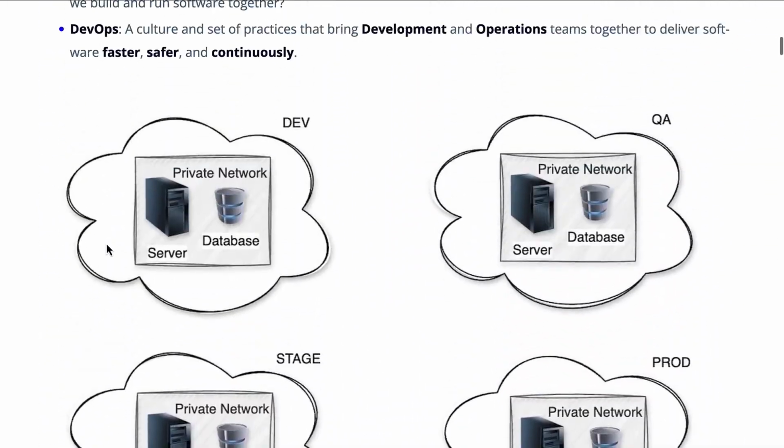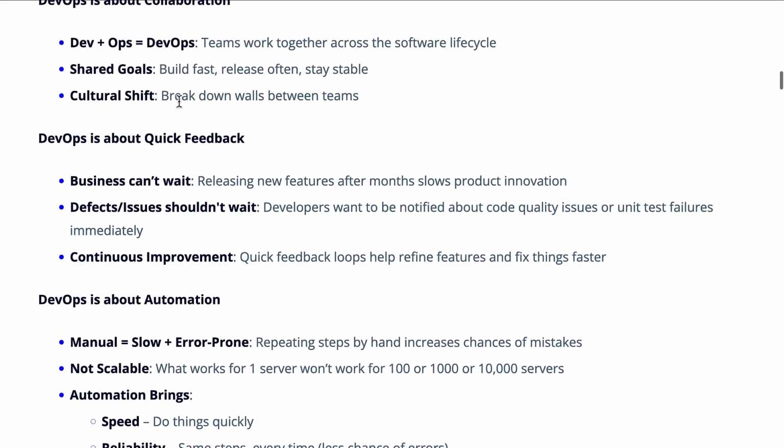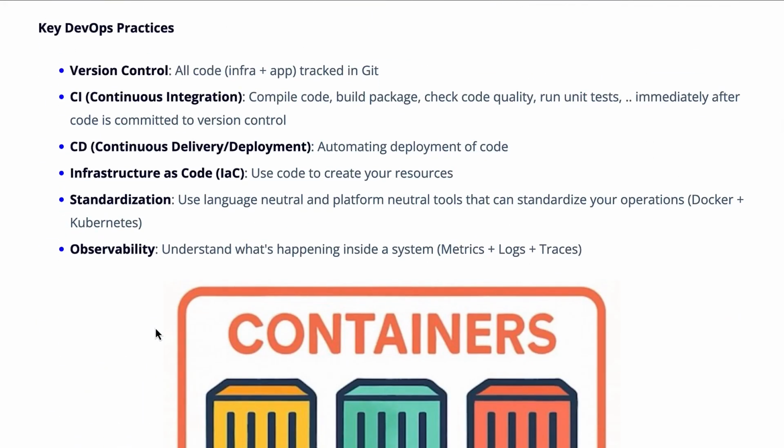So what we are talking about right now is the fact that DevOps is about culture and a set of practices. A culture of collaboration, a culture of quick feedback, a culture focusing on automation, and a set of practices including version control, continuous integration, continuous delivery and continuous deployment, infrastructure as code, standardization, and observability.